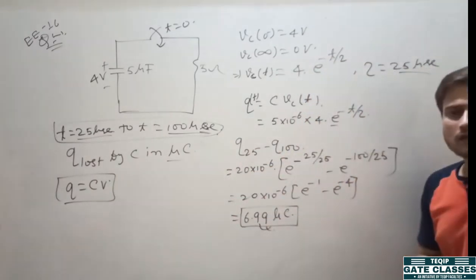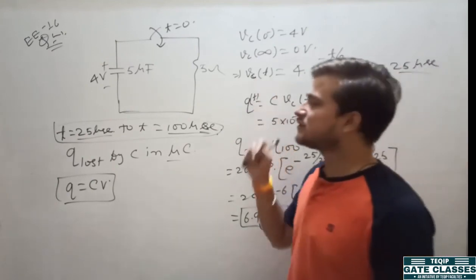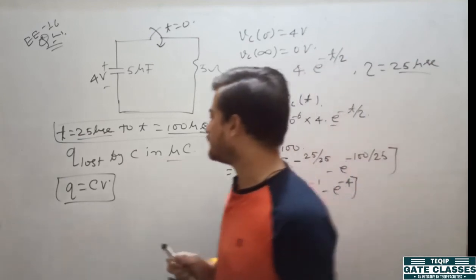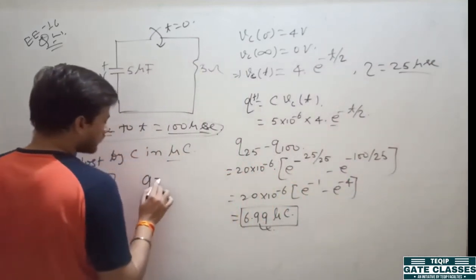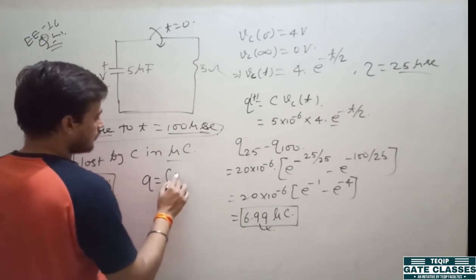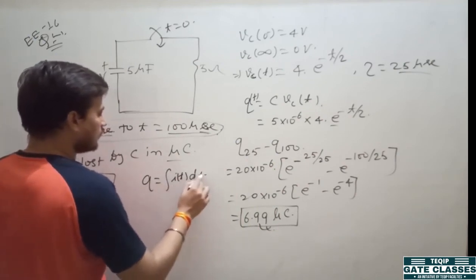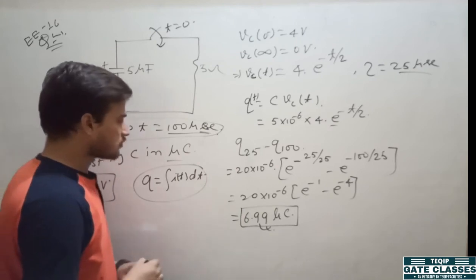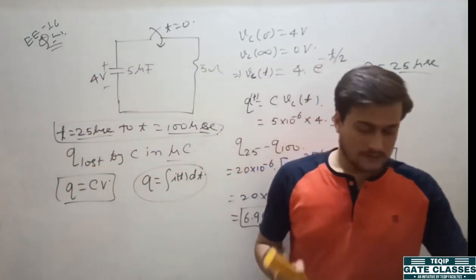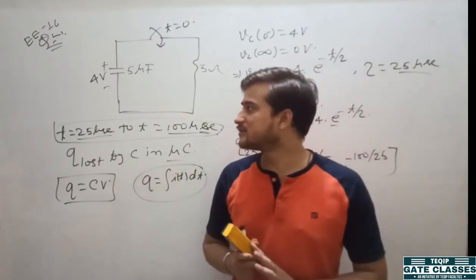In this question there is one more trick. You have calculated the expression for voltage across the capacitor VC(t). Next you can find current IC(t), and after finding the current you can write Q as the integration of I(t) dt. You can find it like this also, but since you already know the value of the capacitor, Q is equal to C into V. By this way you can find the answer.